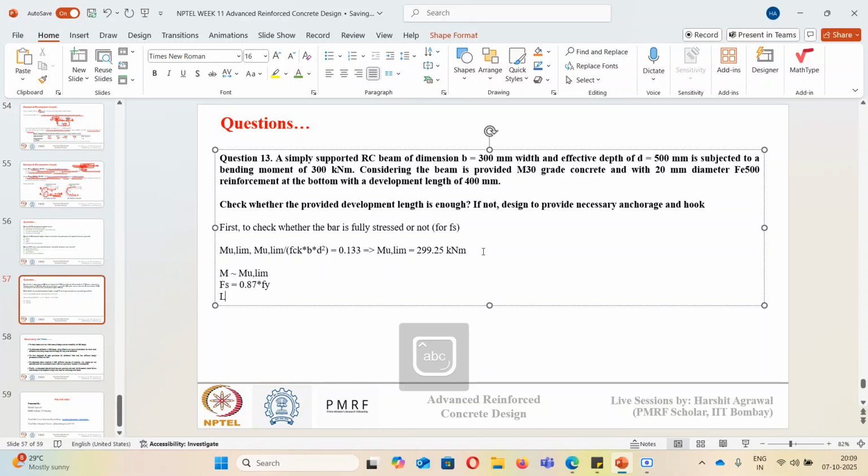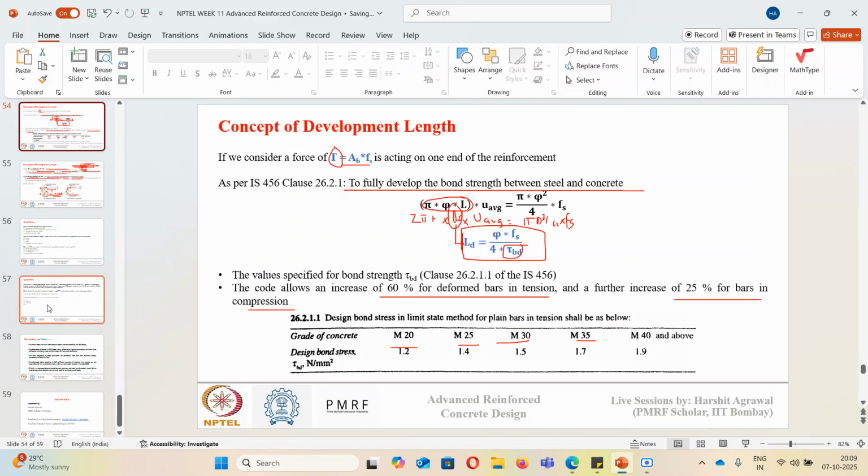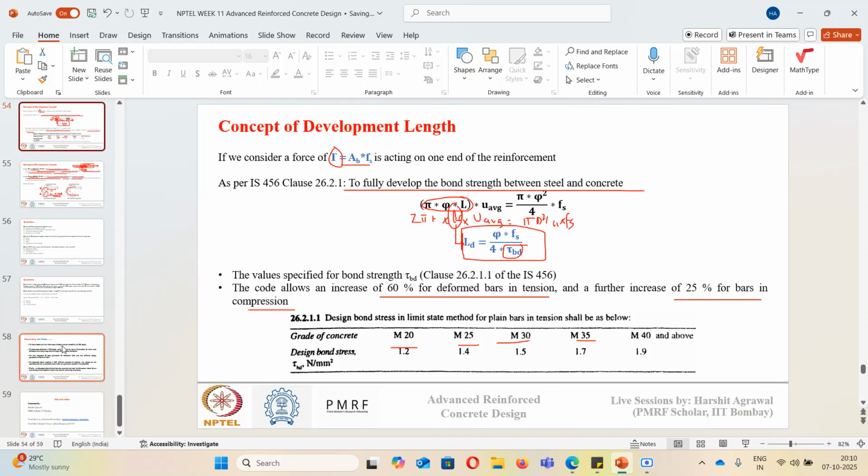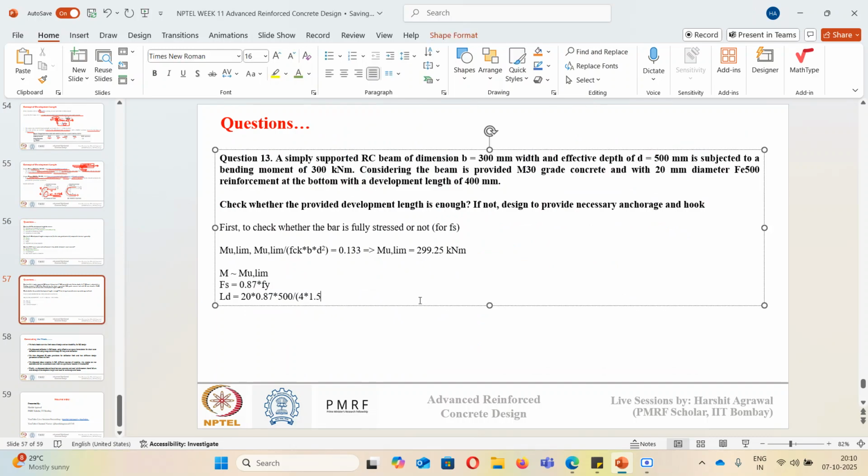So now we can calculate how much development length is required, using the formula: 5 times Fs upon 4 tau bd. So 5 is 20 times 0.87 Fy divided by 4 times tau bd. The grade of concrete that we have used is M30, which corresponds to 1.5. And since we are using deformed rebars, which I should have mentioned, I will increase this by 60%, so 1.5 into 1.6. So the total development length required to resist the tension force on steel is 906.25. However, the one that we provided is 400 only, so that is not enough. I need to increase the development length.